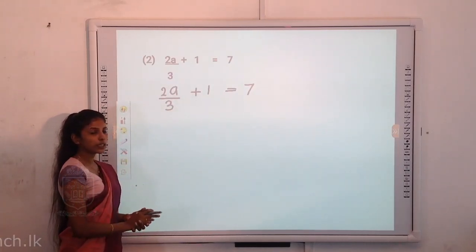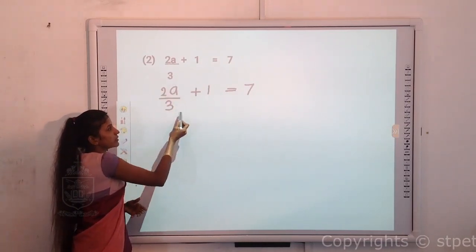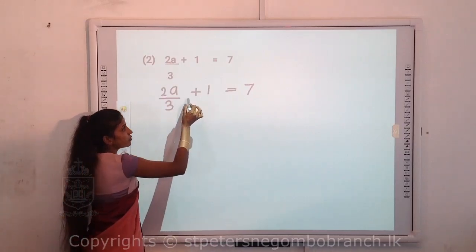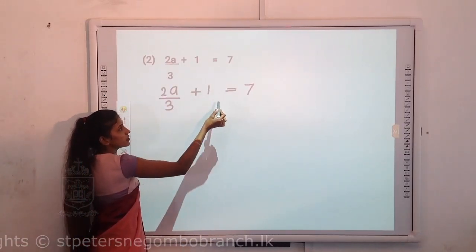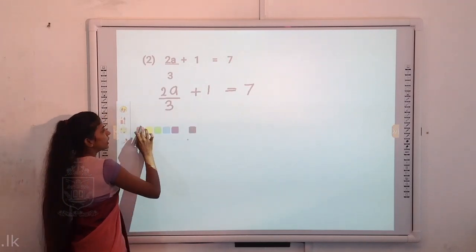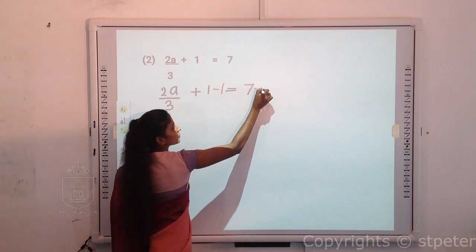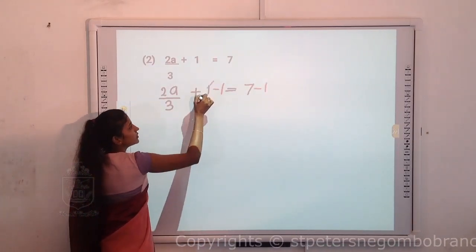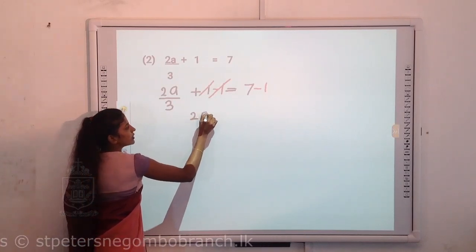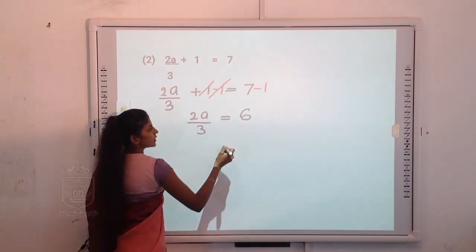So what can be removed at first? We can't go for 2 and 3 at first because it's linked with this unknown term a. So what is easy for us is to remove this outermost number, that means plus 1. So how can we remove plus 1? Opposite to the opposite, that is minus 1, minus 1. So the 1 cancels. What is remaining? 2a divided by 3 equals 7 minus 1, answer is 6.